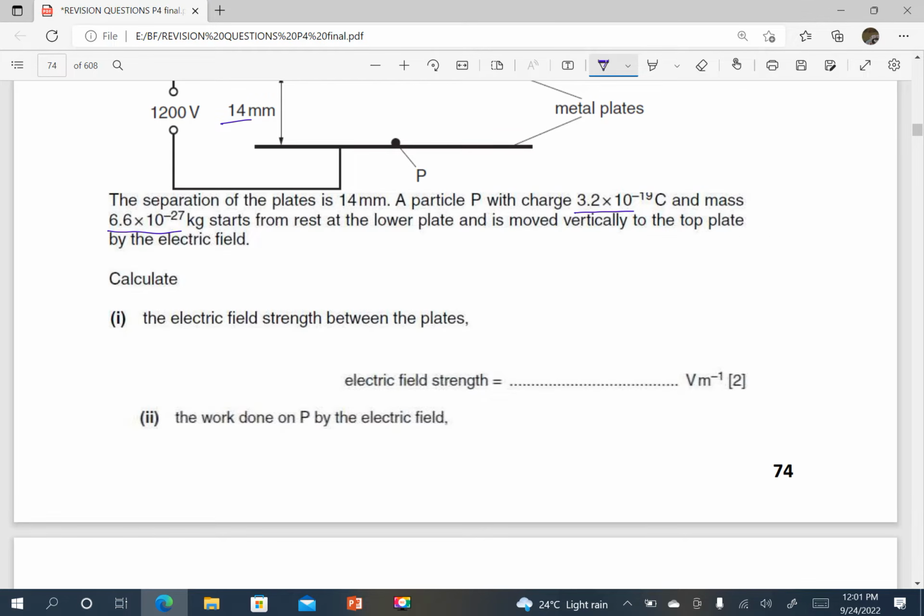That one is easy. E is equal to V over D, which is going to be equal to 1200 divided by D, which was 14 times 10 power negative 3. Change it to meters. When I press my calculator, this is giving me 8.57 times 10 power 4 volts per meter.